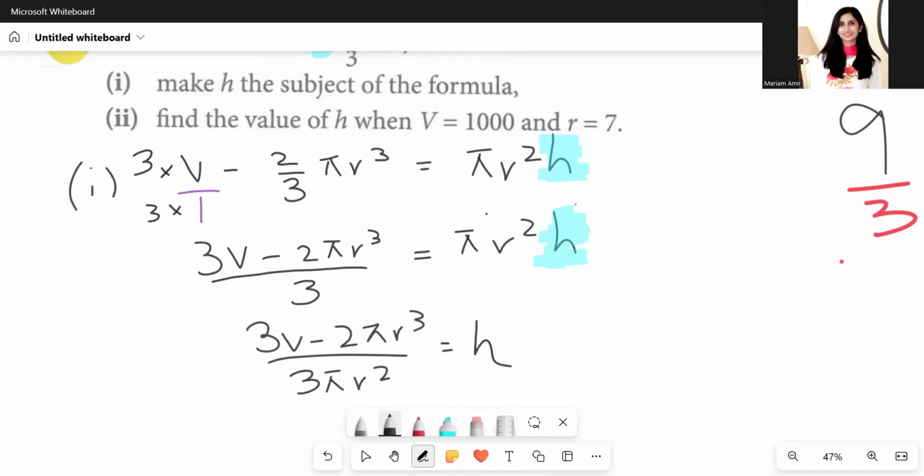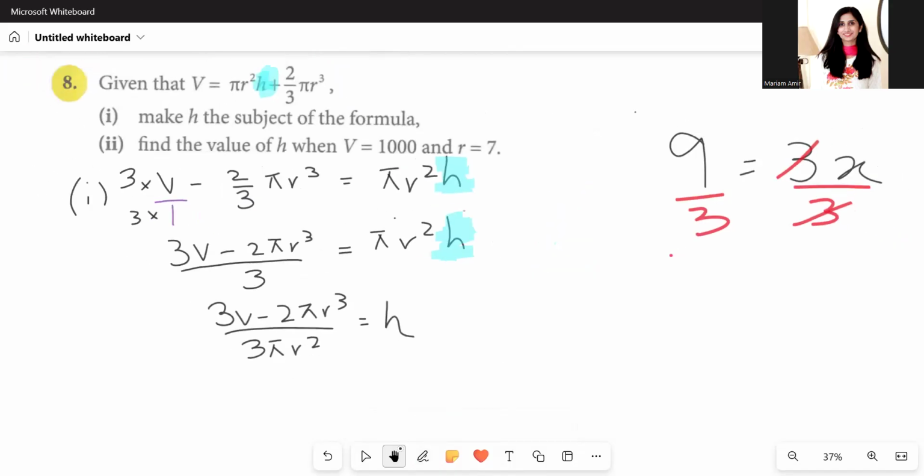Okay. All right. Second part. Find the value of H when V is 1000 and R is 7. So all that is left to do is substitution. Yes? Calculator. I would need you to give me the answer. I don't have my calculator on me.